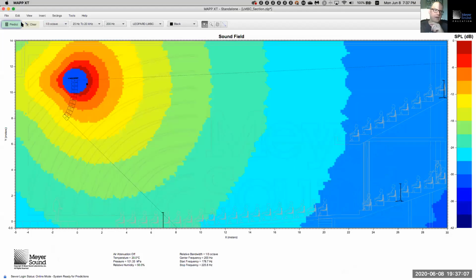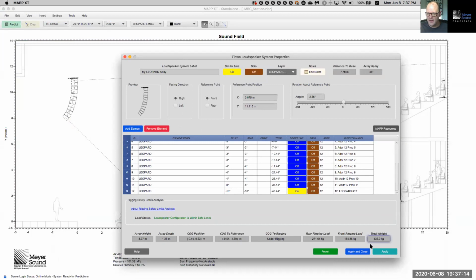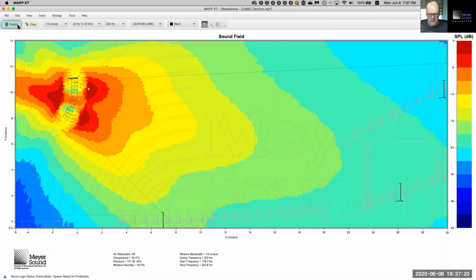So, okay, that's what happens if you make an operator error, because I did not apply my change. Okay, apply and close. Let's try that again. So that is the result that you would expect to see with the beam spread.